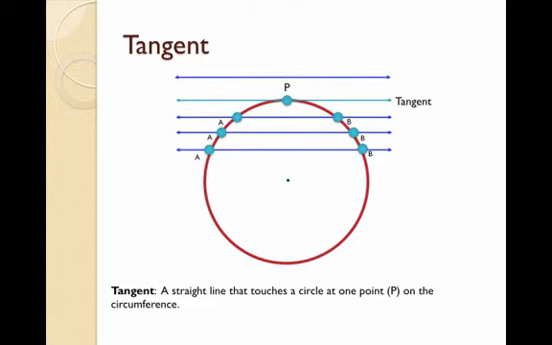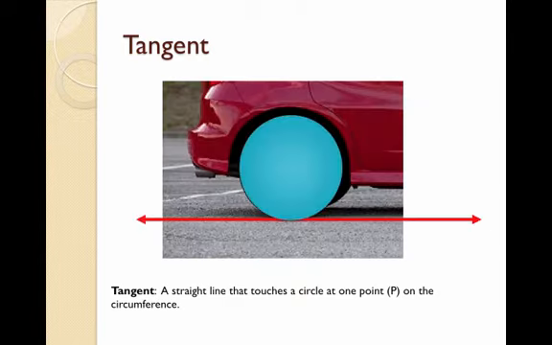If it gets further away from the center and doesn't touch the circle at all, it's neither a secant nor a tangent. It's just a line. Tangents occur in real life. The most common one I can think of is when the tire touches a road. In this case, the road is the tangent.